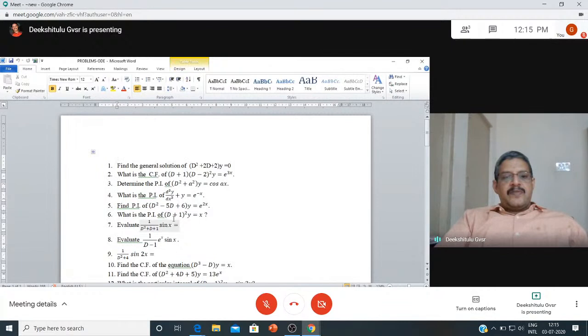What is the particular integral of (D plus 1) whole square y is equal to x? Then what are we doing? We are expressing this 1 by (D plus 1) whole square in the increasing powers of D. Next, 1 by D square plus D plus 1 sin x. a is 1. Replace D square by minus a square. So that means the integral of sin x, which is minus cos x.